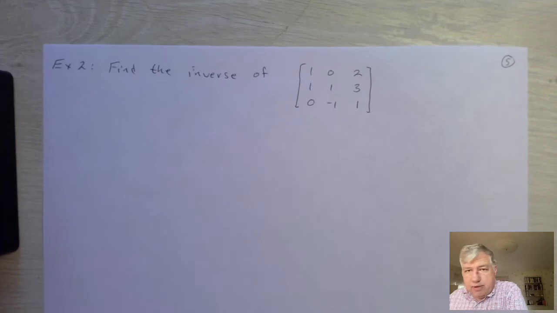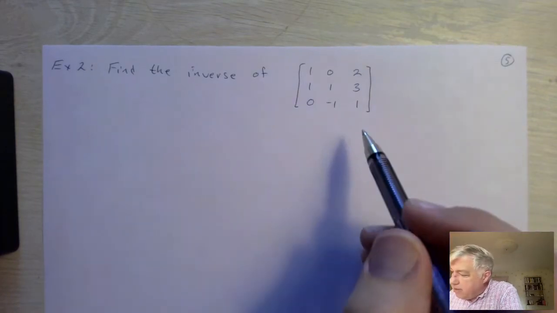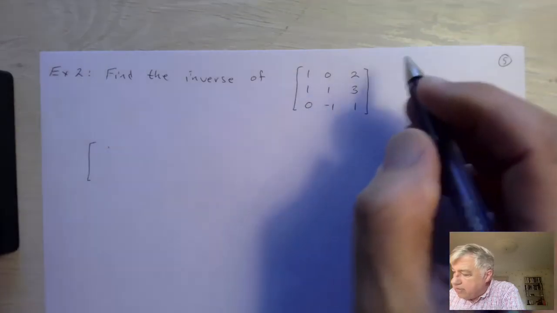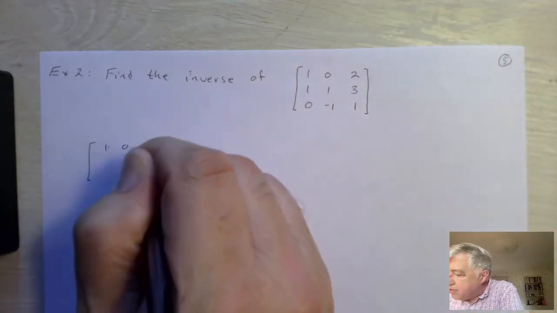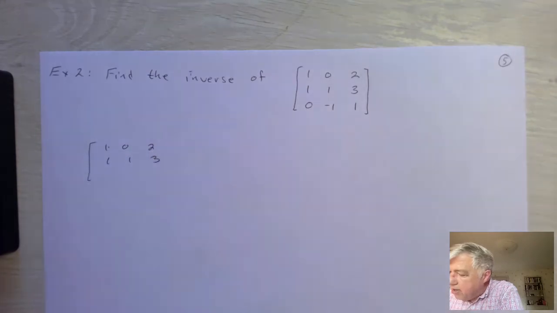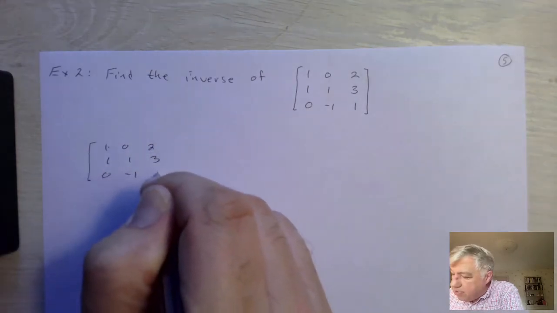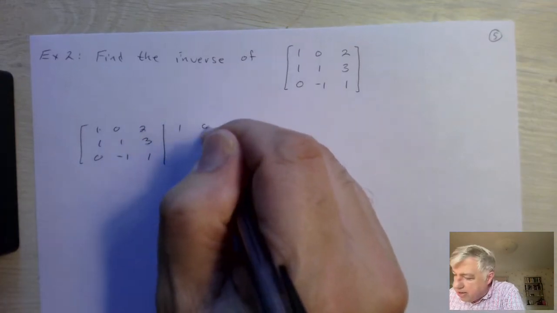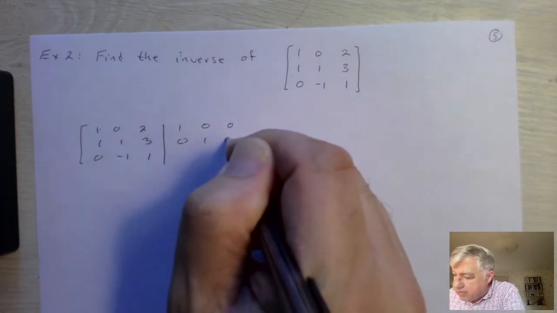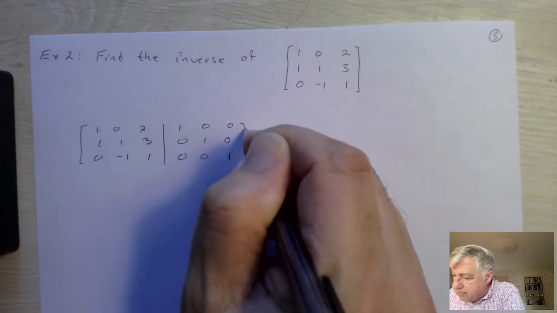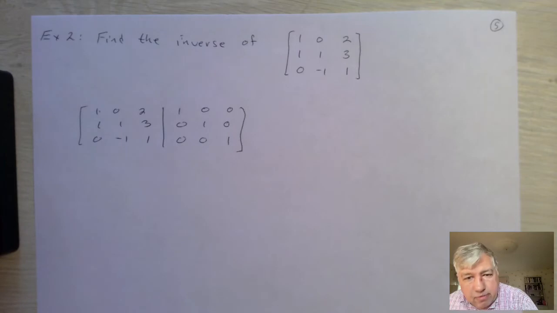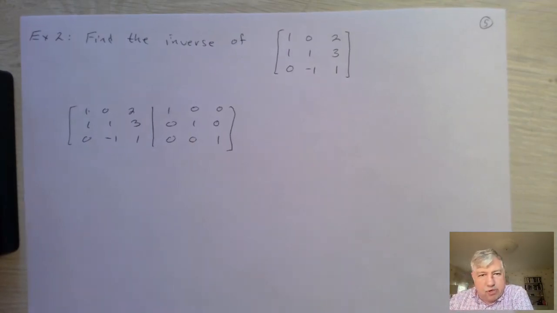So now, in this case, we'll set up the same thing. We'll put our original matrix, 1, 0, 2, 1, 1, 3, 0, negative 1, 1. Then we put the identity matrix here, which now is a 3 by 3 identity matrix. Okay. All right, and we proceed to reduce this into reduced row echelon form.